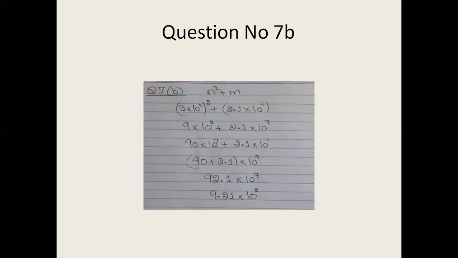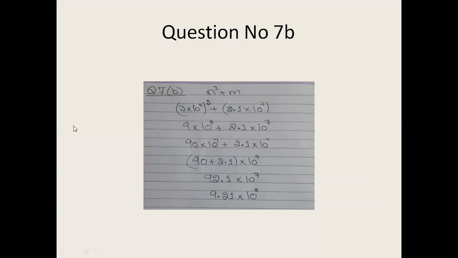I hope you understand. Okay, question number 7b part, they ask us to find out the n square plus the m. You know the n is 3 x 10 per 4 and whole square on it, plus m is 2.1 x 10 per 7. So when you take the square, 3 square will be 9 and 10 raised to power 4, its square will be 10 raised to power 8. So plus 2.1 x 10 per 7.